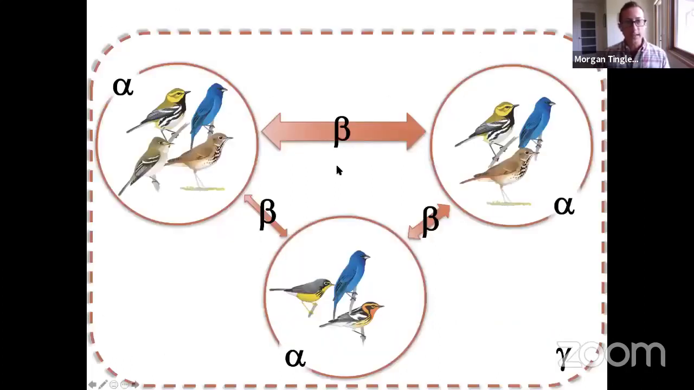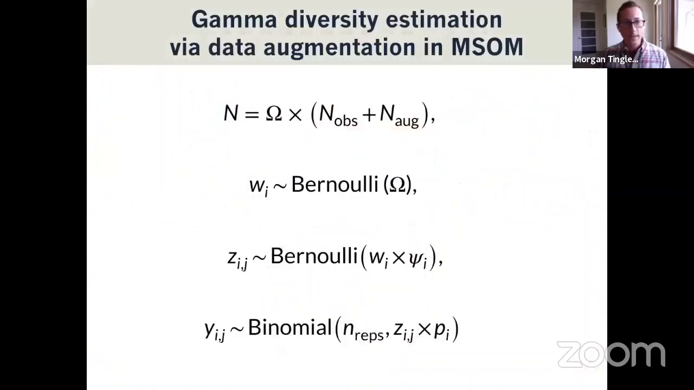Of course, diversity exists across many different scales, and one of those scales is the regional diversity or gamma diversity. And that's what I was particularly interested in, trying to figure out whether or not we can use multi-species occupancy models to estimate gamma diversity. This is done primarily through a technique called data augmentation.